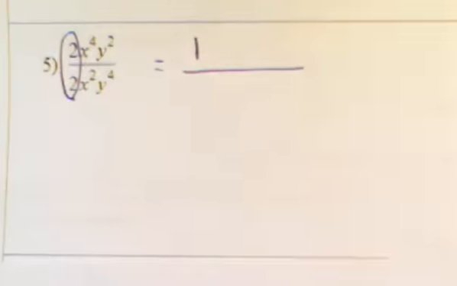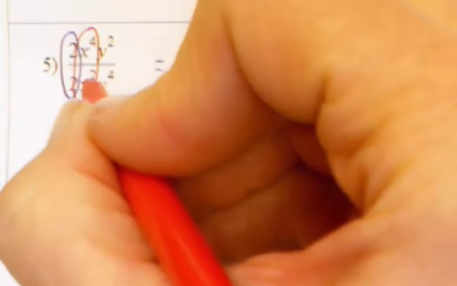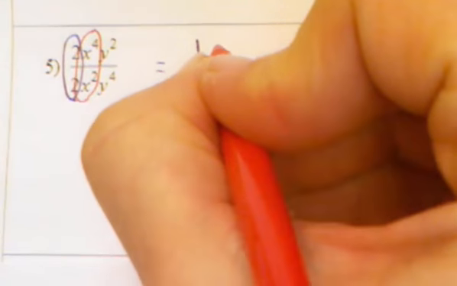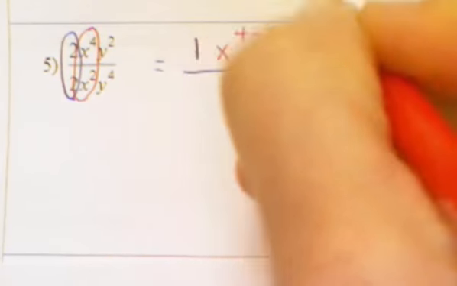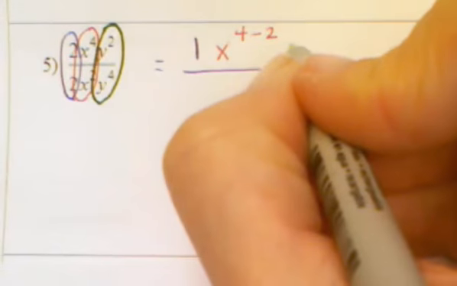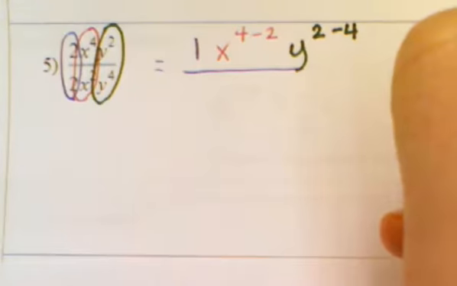Next, we can divide our x's, and we'll use our division rule for exponents. We have the same base, so we're going to keep that base and subtract the powers, top minus bottom. And that goes on top as well. So x to the 4 minus 2. Last, we're going to divide our y's. Same thing, it goes on top. Y to the 2 minus 4.